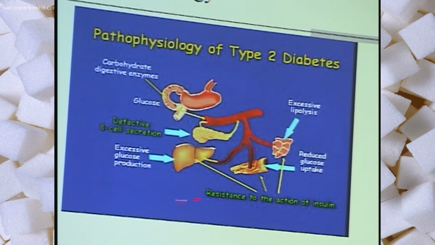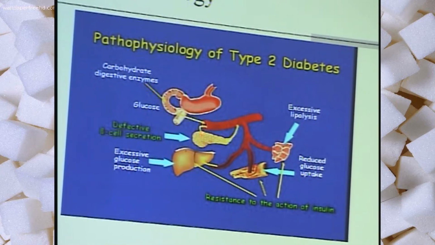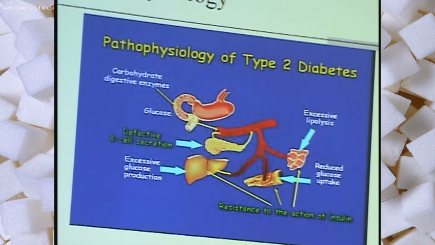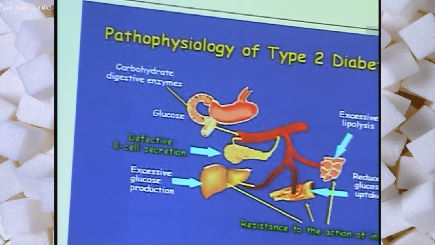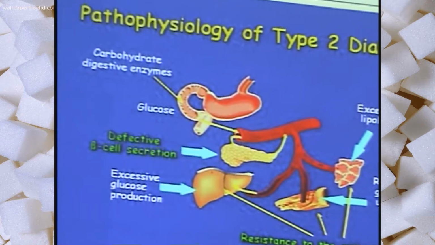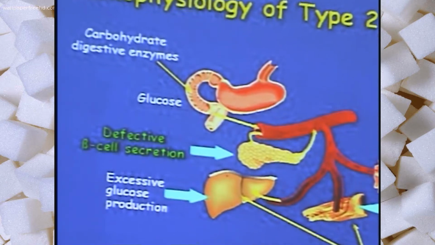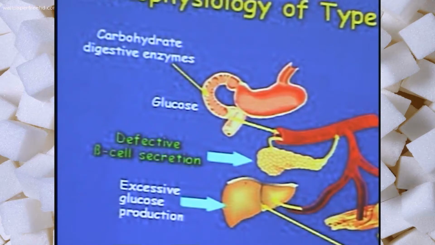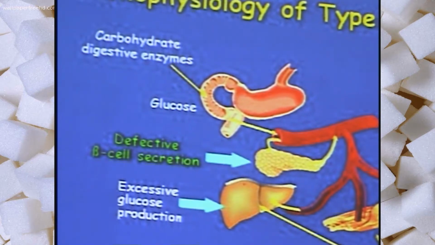So another factor is as we age, we have fewer beta cells in the pancreas, and they become defective with age. So we not only have less muscle mass to take up the glucose, but we also have fewer beta cells in the pancreas to secrete insulin, so that there is a decompensation there.